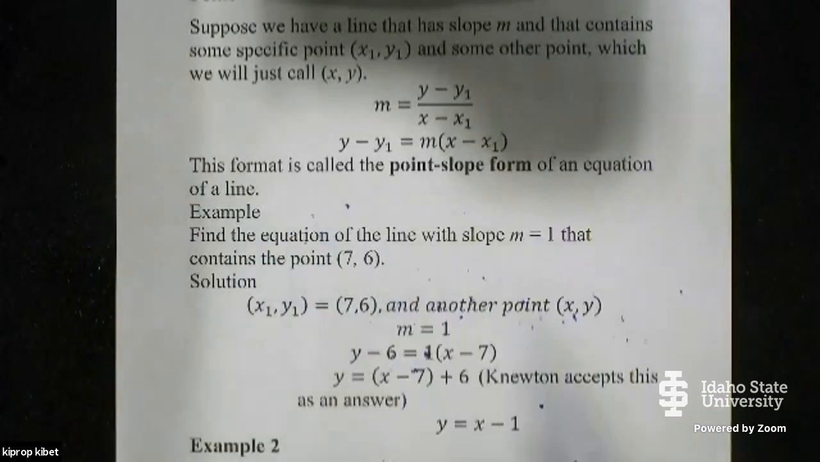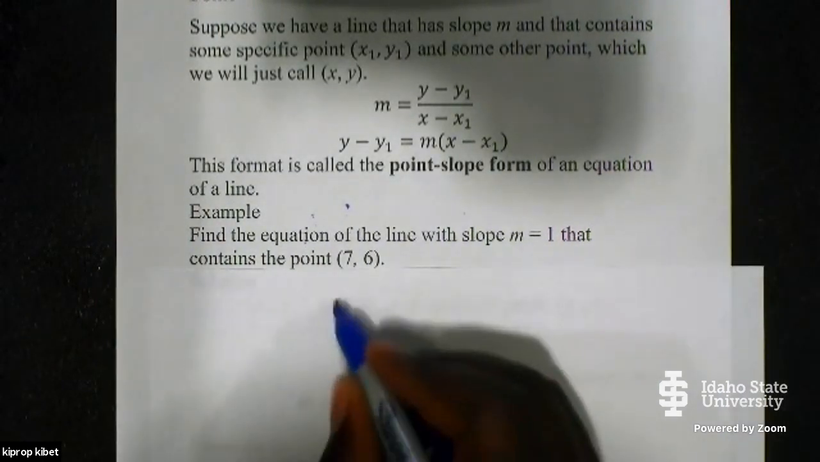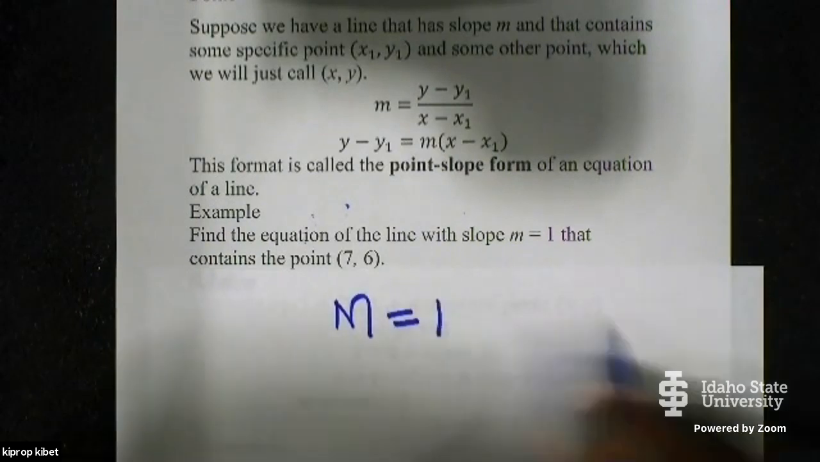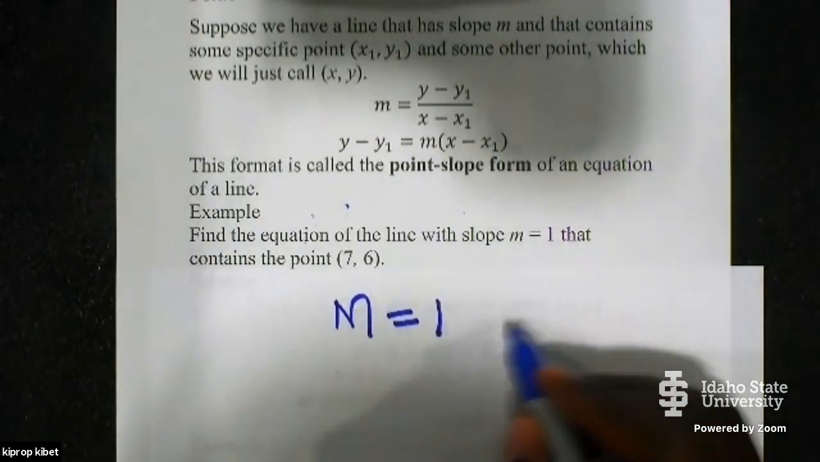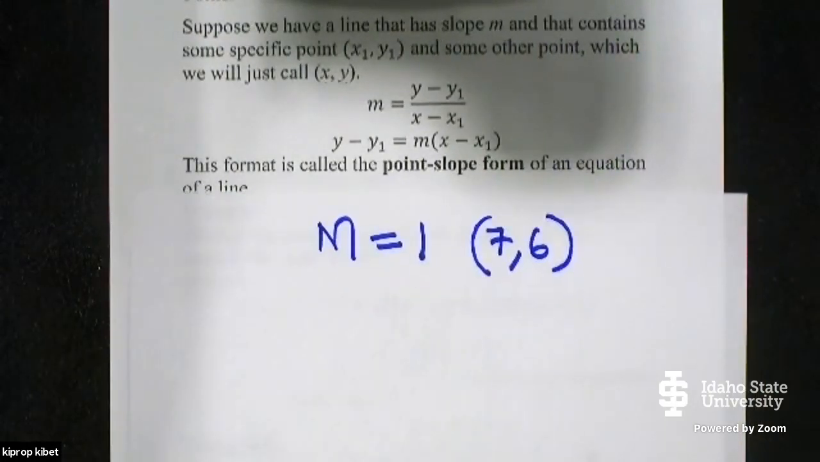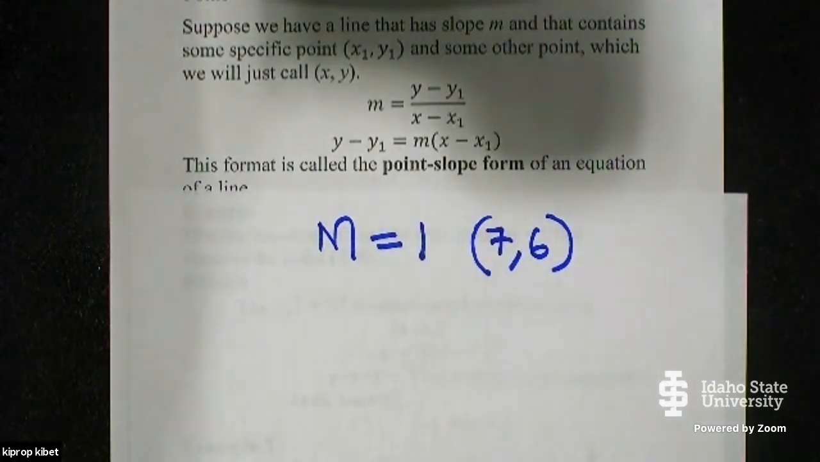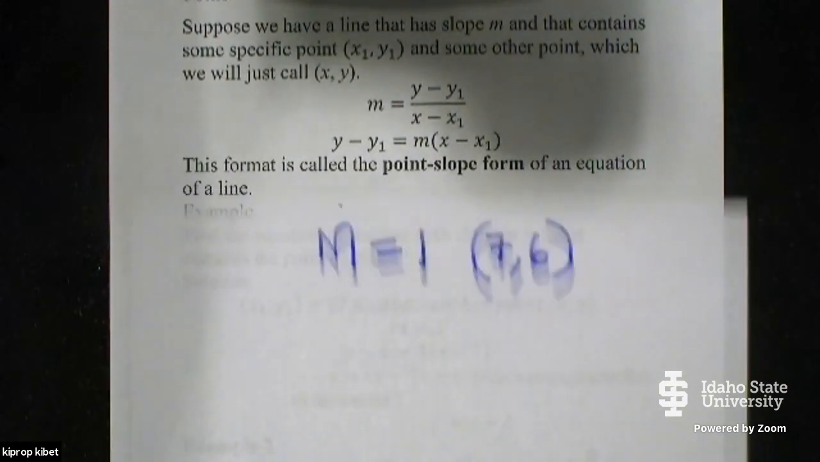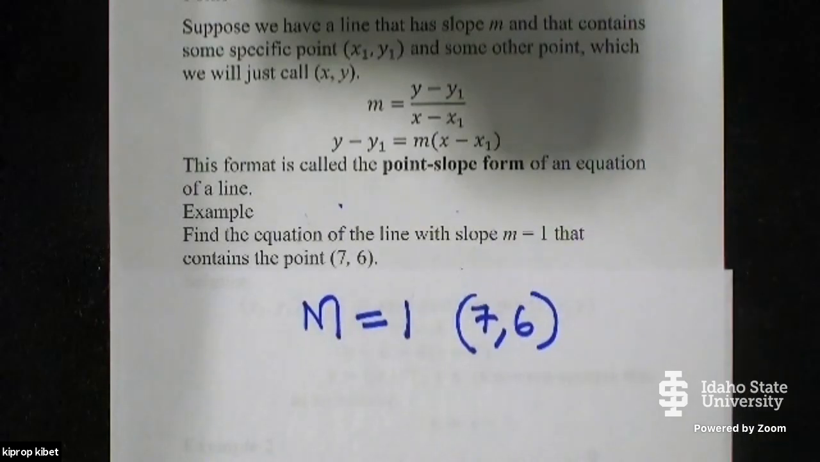Find the equation of a line with the slope m. You're given the slope m equals 1, and it contains the point (7, 6). So you're given m, and then you're given a point, 7 and 6. Then you're told to find the equation of that line.